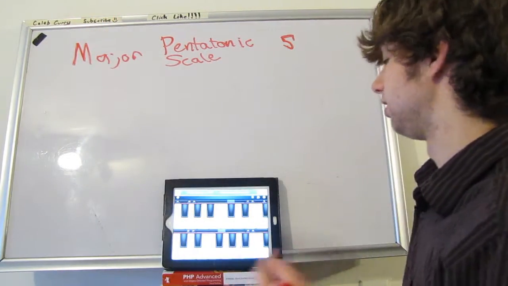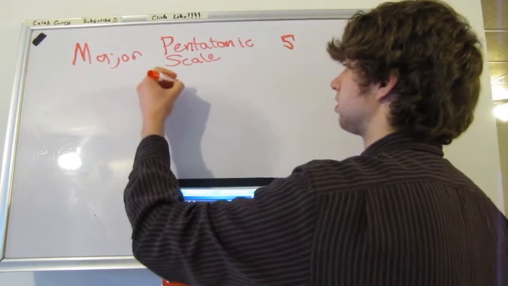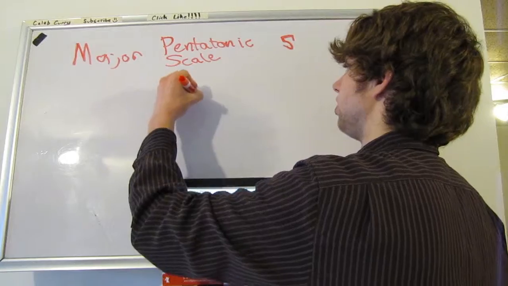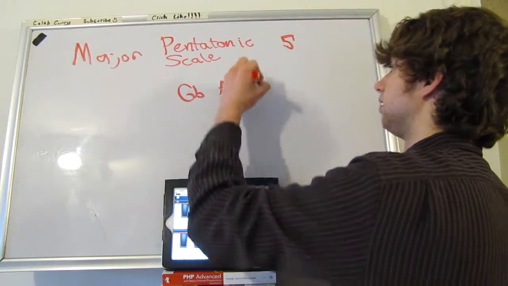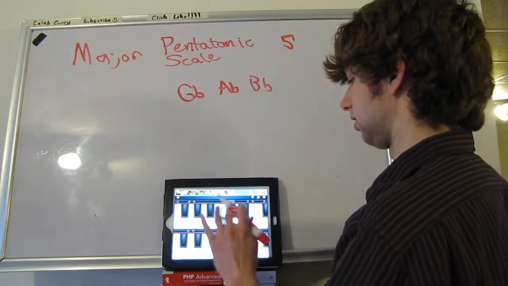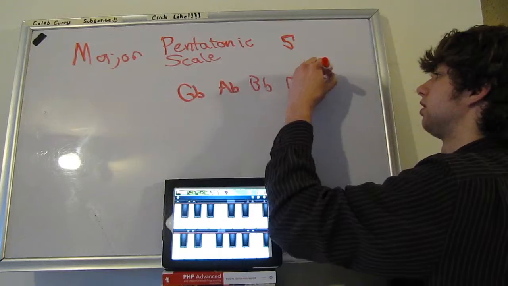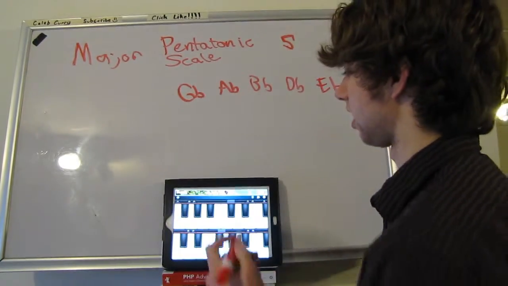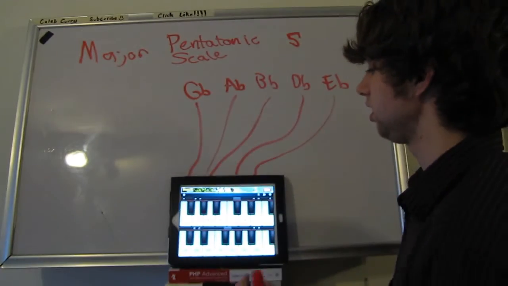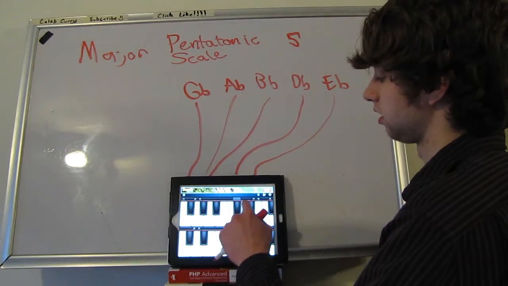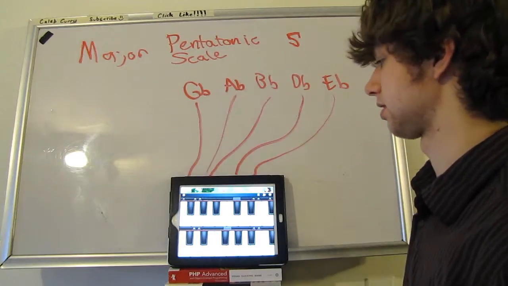pentatonic scale. Now, what is the major pentatonic scale? Well, it would be G flat, A flat, B flat, D flat, and E flat. These are assigned to the black keys of the keyboard. How would this scale be played? That's the major pentatonic scale.